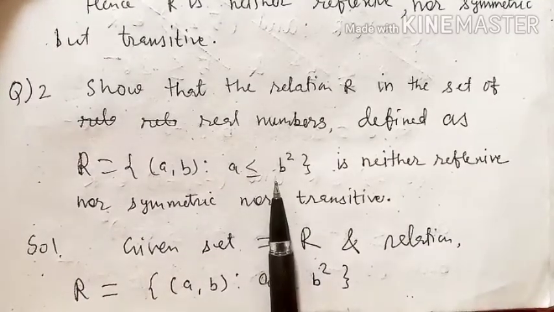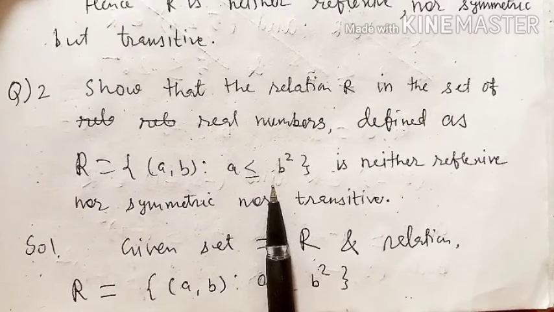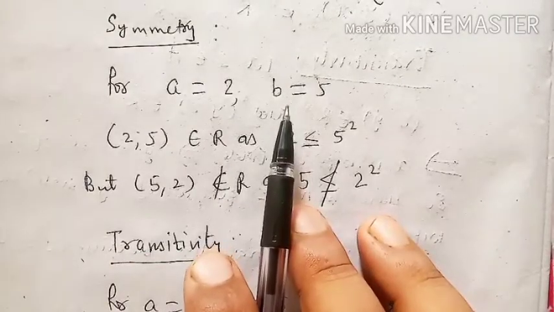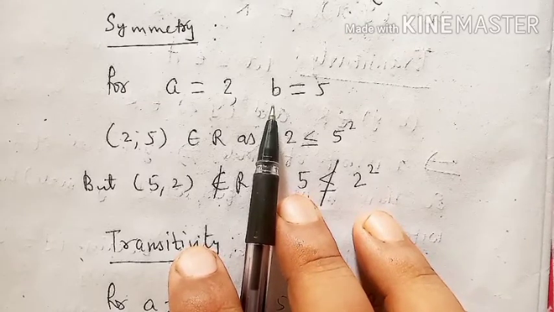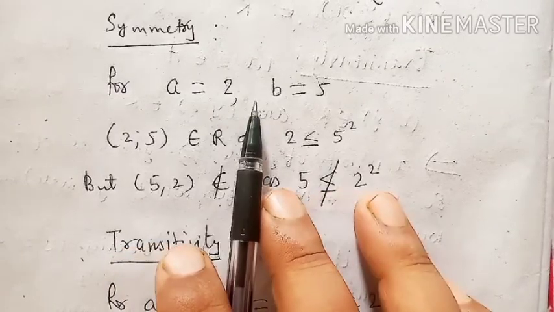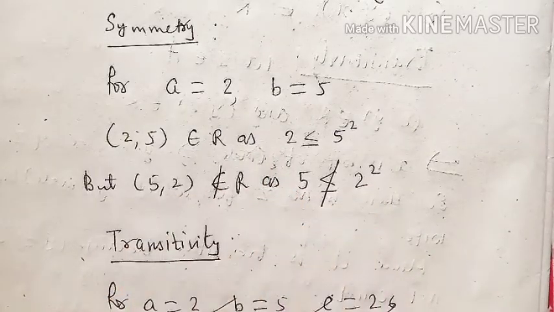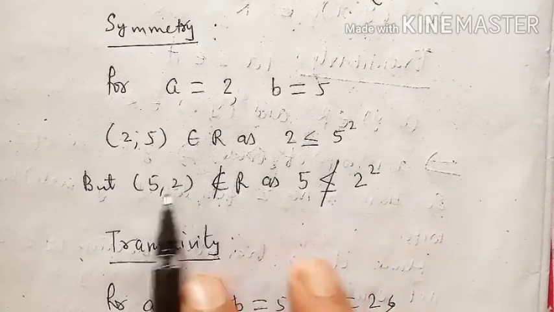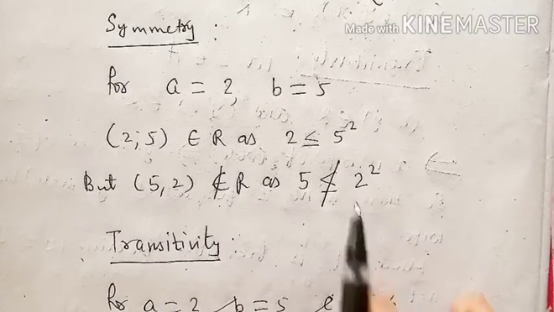For showing this relation is not reflexive, we should take a number between 0 and 1. For symmetric, we have to take A and B such that B will be more than the square of A. For example, if we take A as 3, then we should take B as more than 3 squared, that is 10. Then you can easily show (3,10) belongs to R as 3 is less than or equal to 10 squared, but (10,3) does not belong to R as 10 is not less than or equal to 3 squared.